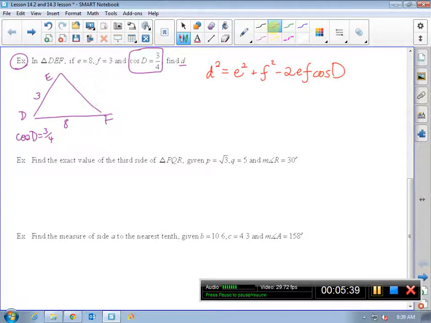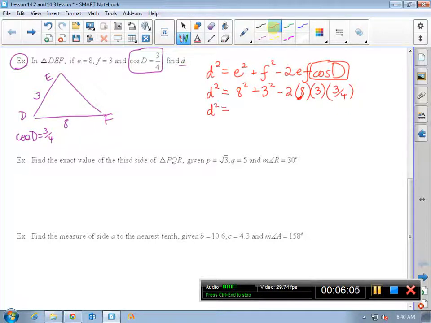Let's fill in what we know. We know we're looking for D, so we're going to leave that. E is 8, F is 3. D squared equals 8 squared plus 3 squared minus 2 times 8 times 3 times the cosine of D. Now remember, they gave me this whole thing, so I'm just going to put 3/4 here.